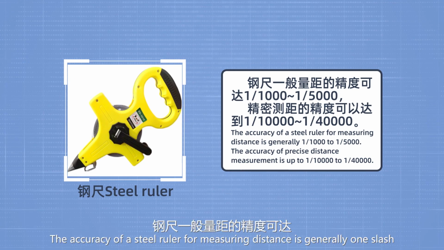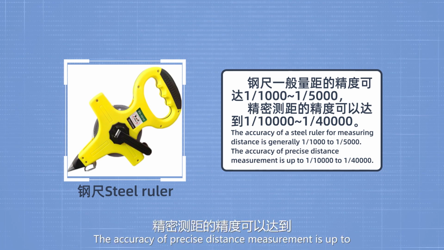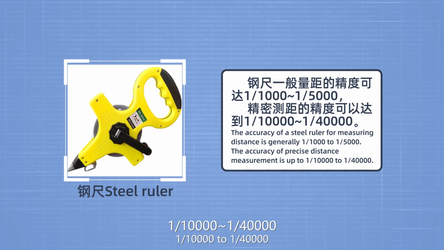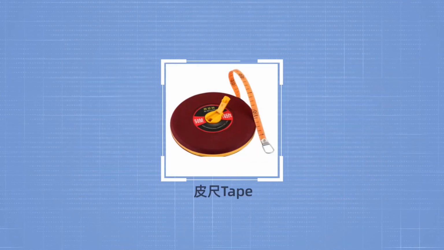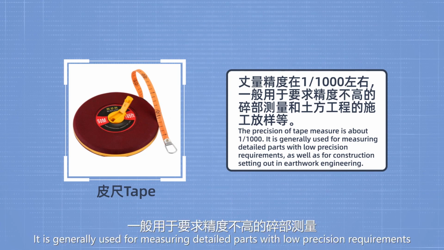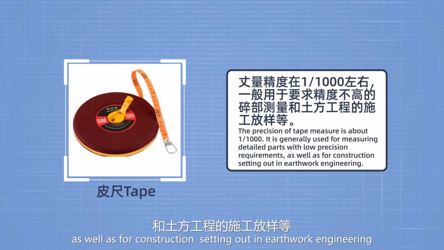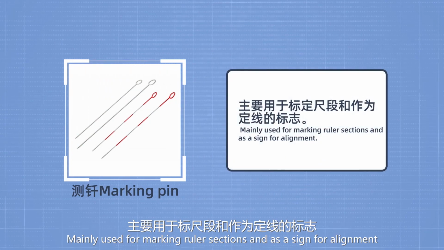Steel ruler. The accuracy of a steel ruler for measuring distance is generally 1/1000 to 1/5000. The accuracy of precise distance measurement is up to 1/10,000 to 1/40,000, which is suitable for measuring distances in flat areas. The precision of a tape measure is about 1/1000. It is generally used for measuring detailed parts with low precision requirements, as well as for construction setting out in earthwork engineering. Mainly used for marking ruler sections and as a sign for alignment.